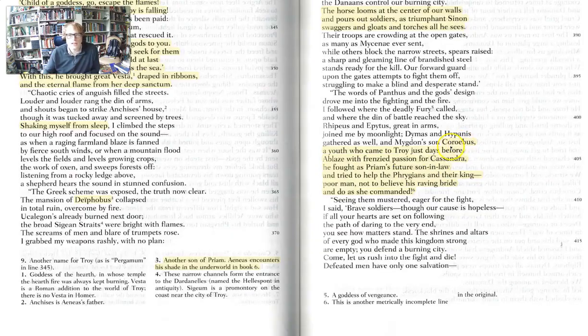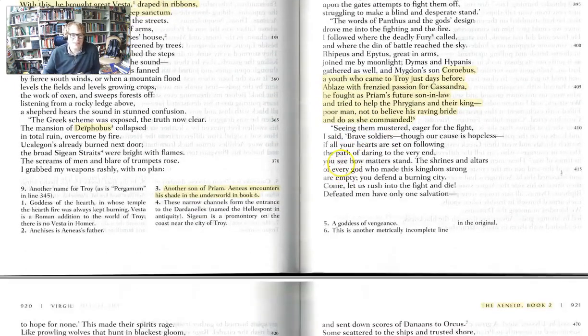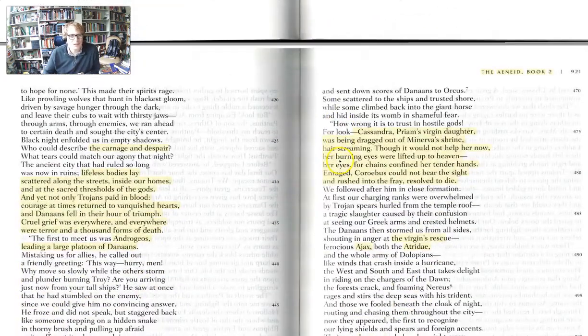Oh, here we get an interesting character briefly mentioned, Coriolanus. He's a youth who came to Troy just days before, and he had frenzied passion for Cassandra. He was supposed to marry her, but he didn't believe his raving bride. He should have, right? So poor Cassandra got married to this guy, or was about to be married to this guy. And even her fiance doesn't believe her prophecies, and she can't get them to stop. And he dies here in the fight, right?